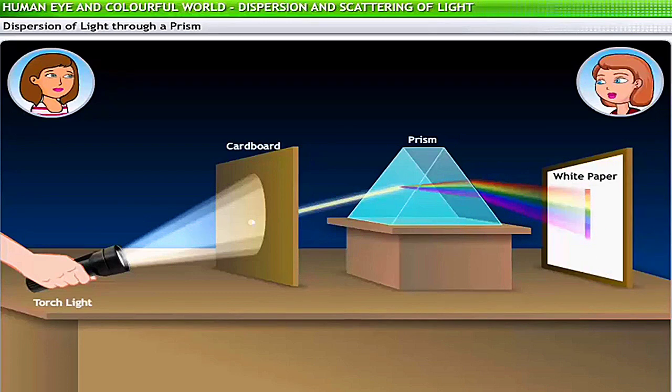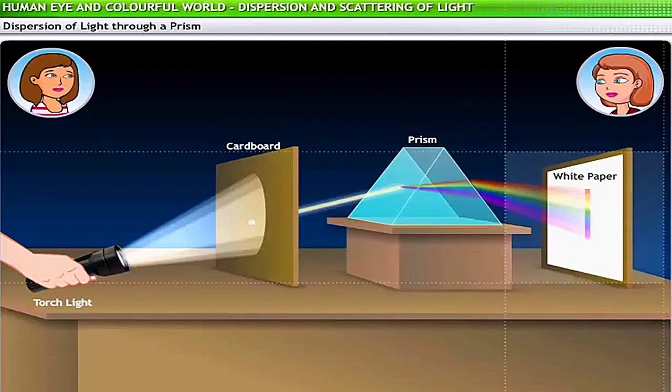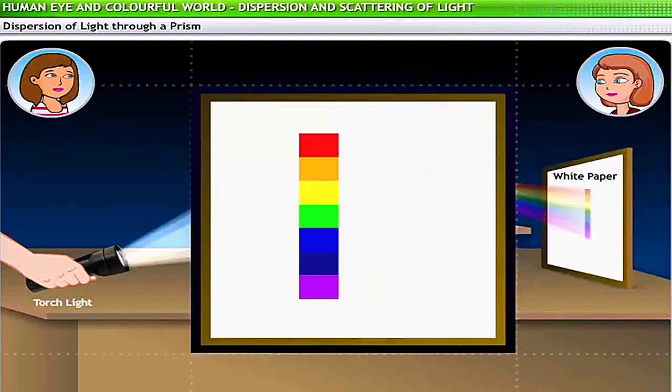Can you see that strip of colors? Let's check out the order in which these colors appear from bottom to top. First is violet. Second is indigo. Next is blue. Then green, yellow, orange, and lastly red.